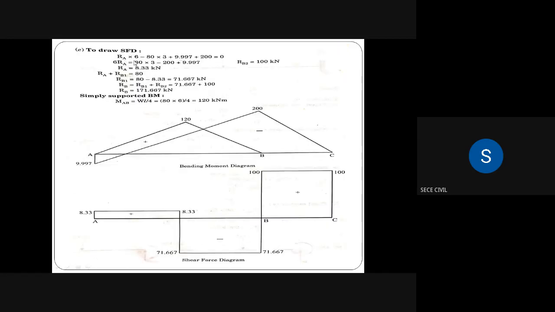Okay, RA into 6 minus 80 into 3 plus 9.997 plus 200 is equal to 0. So in this, we can calculate RA. So we are getting RA as 8.33 kilonewton.